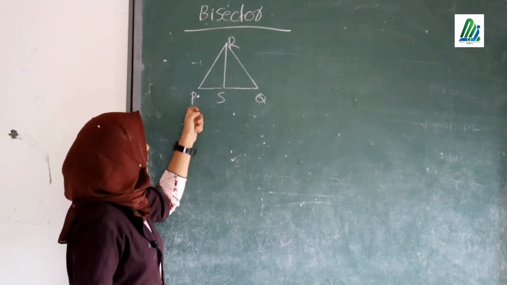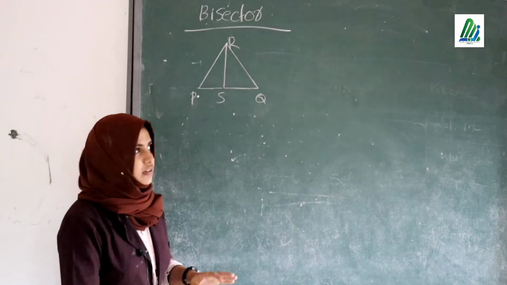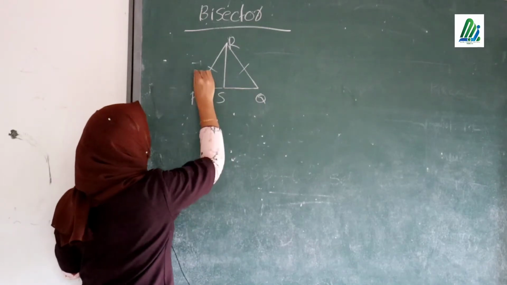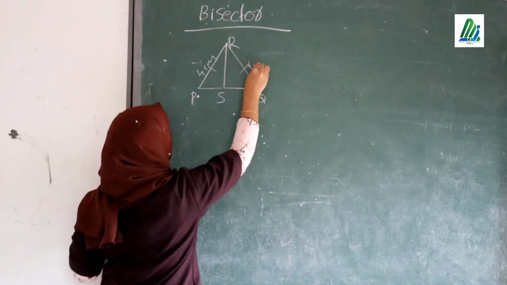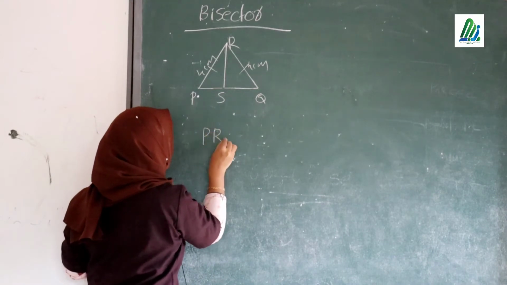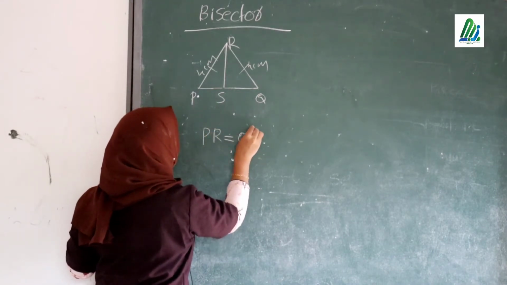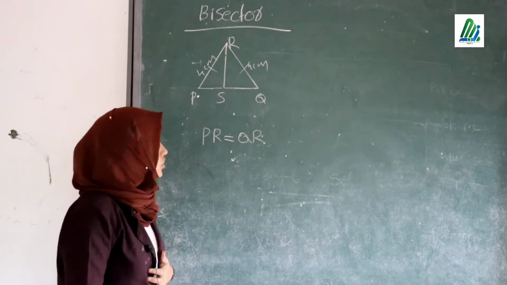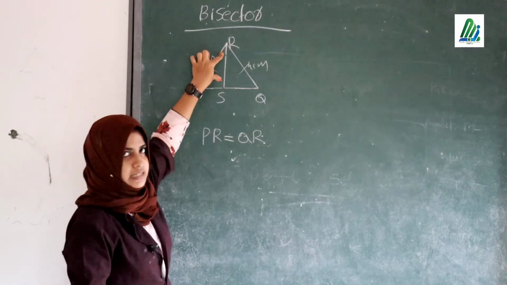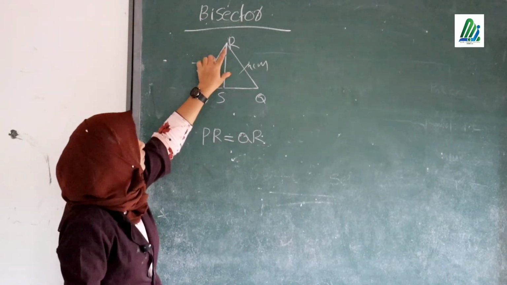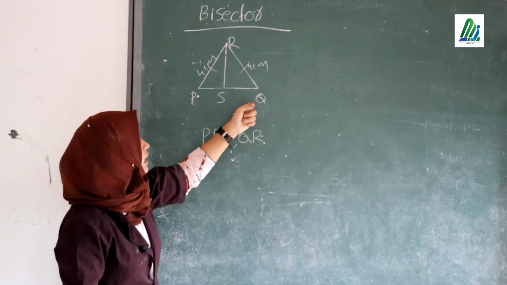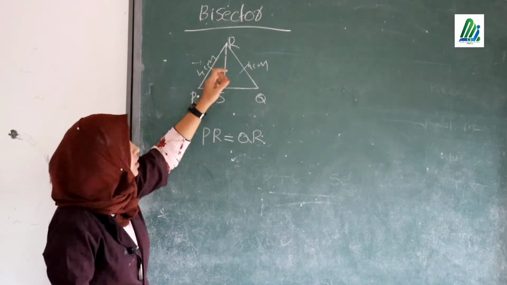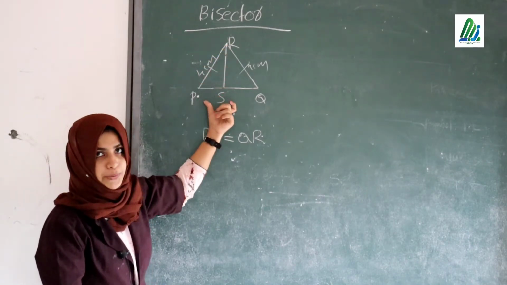In the triangle PQR of the figure, PR equal to QR, which means 4 centimeter, and this is also 4 centimeter. So PR equal to QR, and RS is the perpendicular from the point R to the line PQ. So RS is the perpendicular from the point R to PQ.